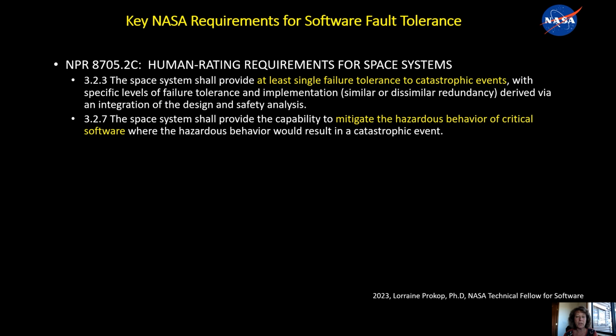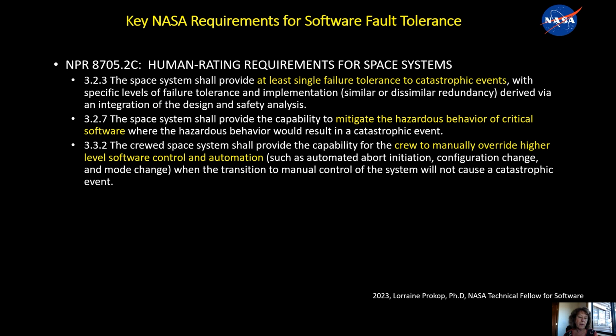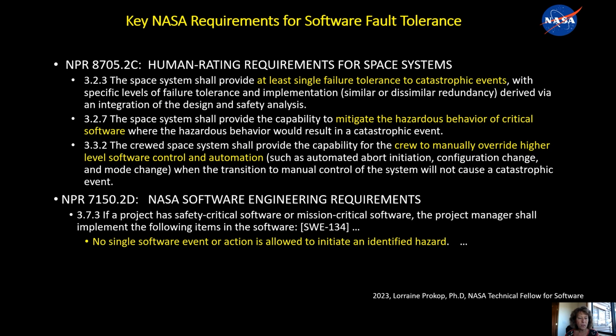The second is to mitigate the hazardous behavior of critical software. I'm reading just the yellow, and have to have the crew ability to manually override automation. There's also a requirement in our software engineering requirement standard that no single software event should initiate a hazard. So these things drive the need for a consideration of what would happen if the software does something wrong or erroneously in critical situations, and frankly leads to the necessity of some sort of backup system.